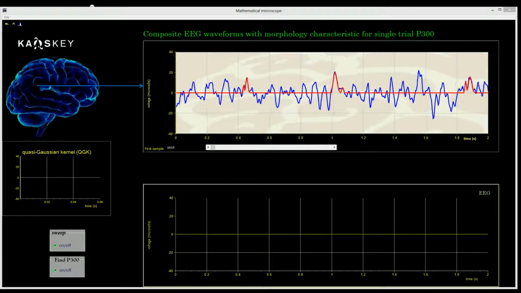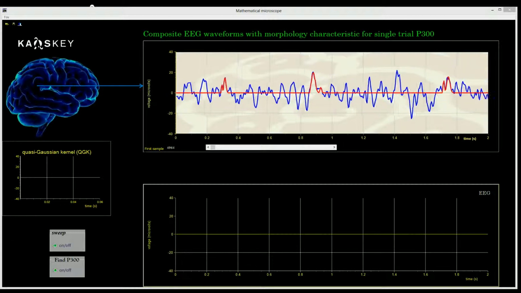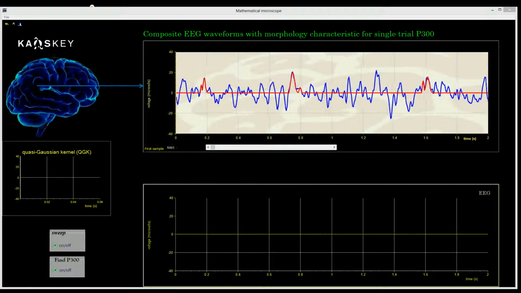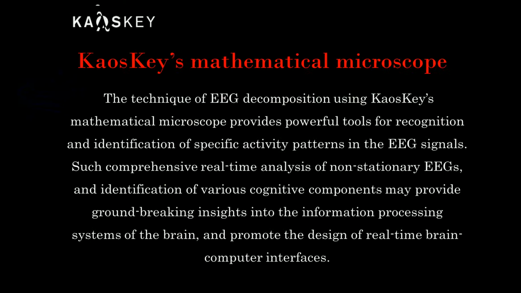The technique of EEG decomposition using KaosKey's mathematical microscope provides powerful tools for recognition and identification of specific activity patterns in the EEG signals. Such comprehensive real-time analysis of non-stationary EEGs and identification of various cognitive components may provide groundbreaking insights into the information processing systems of the brain and promote the design of real-time brain-computer interfaces.